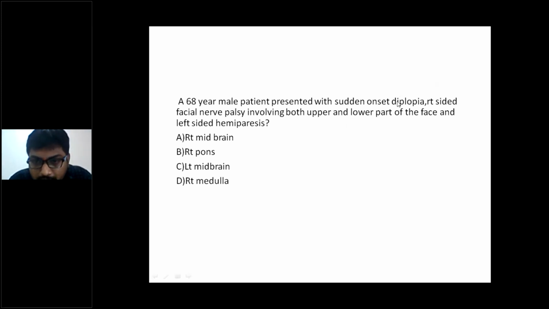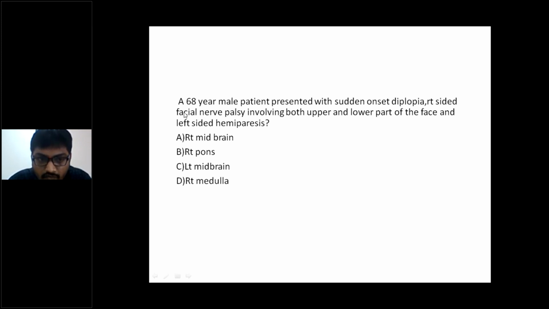Sudden onset diplopia. Diplopia is due to which cranial nerve lesion? It can be cranial nerve 4, it can be cranial nerve 6. Trochlear nerve can cause vertical diplopia. Horizontal diplopia is due to 6th cranial nerve lesions. So sudden onset is vascular, one point. Diplopia can be 4, can be 6. So we didn't get the diagnosis yet.